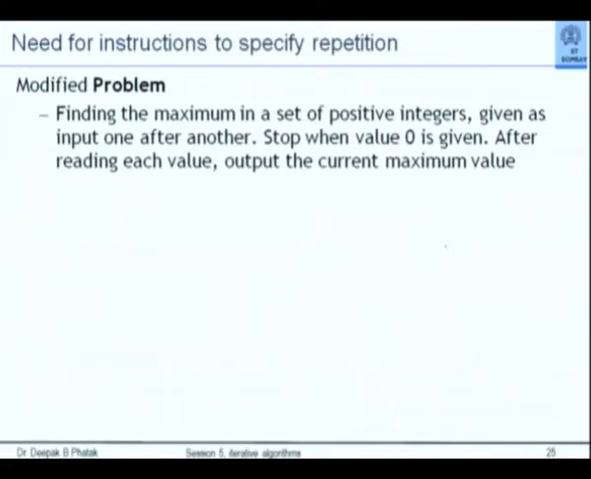I change the problem itself. I say the problem is to find the maximum in a set of positive integers given as input one after another. And now I add: stop when value 0 is given. The problem says, after reading each value, output the current maximum value. Same program as earlier. But now what is the difference? I am saying, I will keep on giving values to you, but all these will be positive integers. The moment I give 0, which is not a positive integer, terminate, stop.